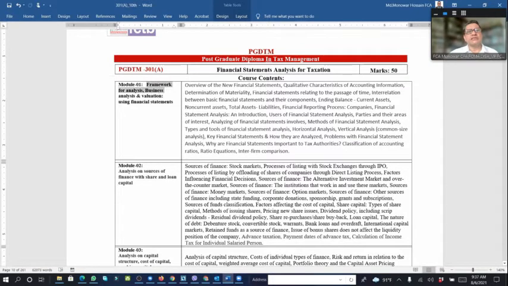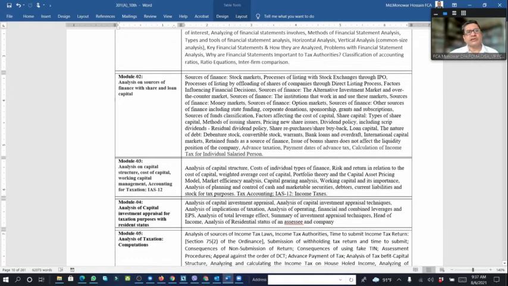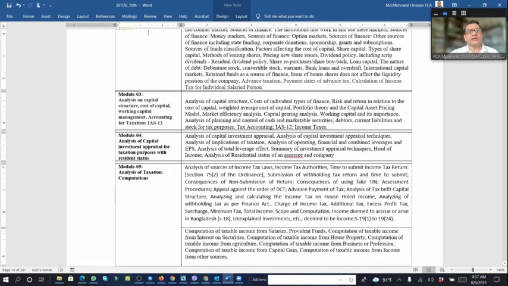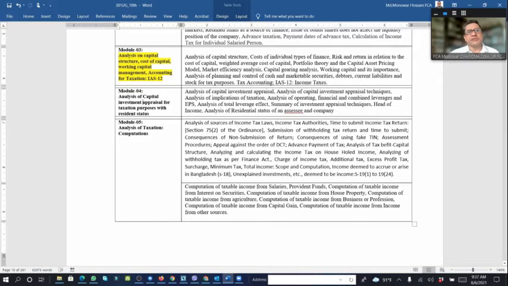Number 1, financial analysis for business analysis, valuation using financial statement. Then analysis of sources of finance with share and loan capital. Then analysis of capital structure, cost of capital, working capital, management accounting, and International Accounting Standard 12, IAS 12, for taxation purpose. Analysis of capital investment appraisal for taxation purpose with residual status, and analysis of that means tax computation.